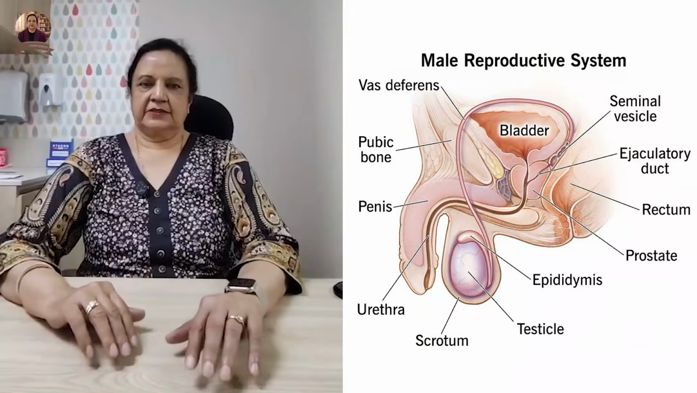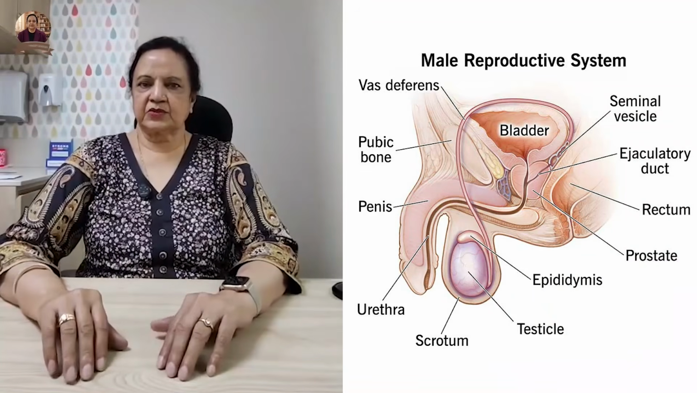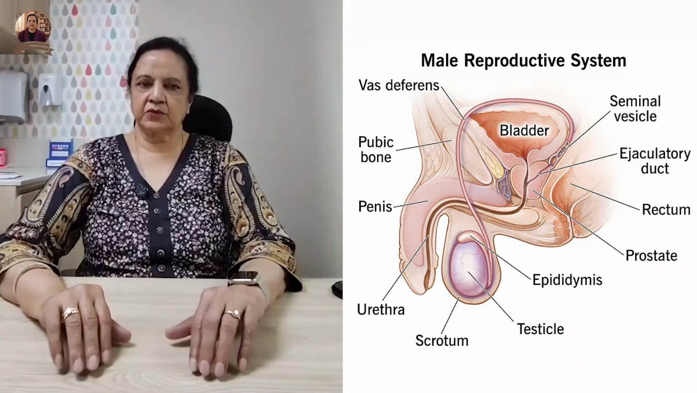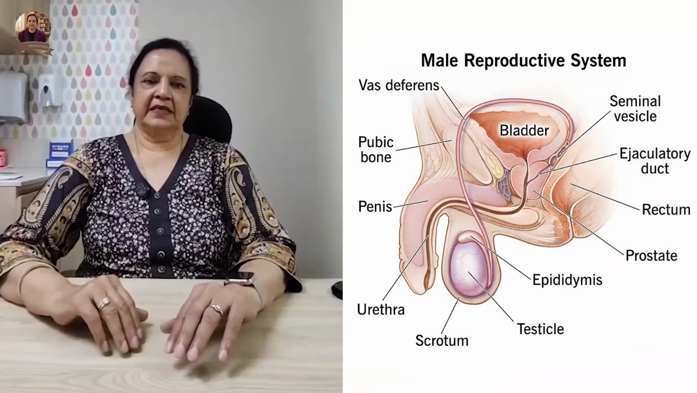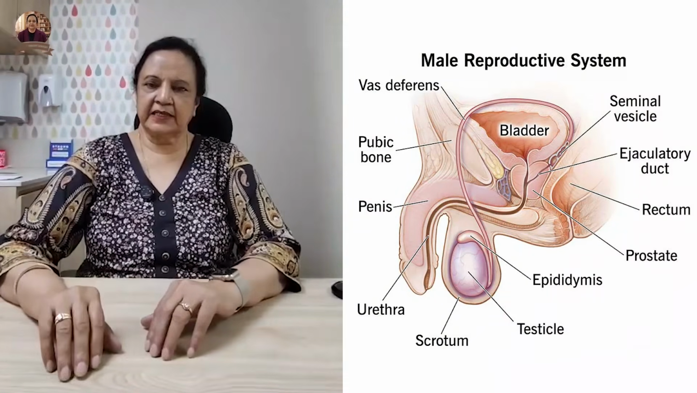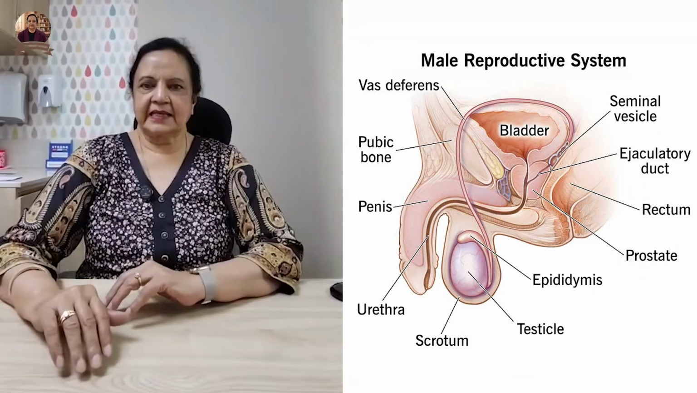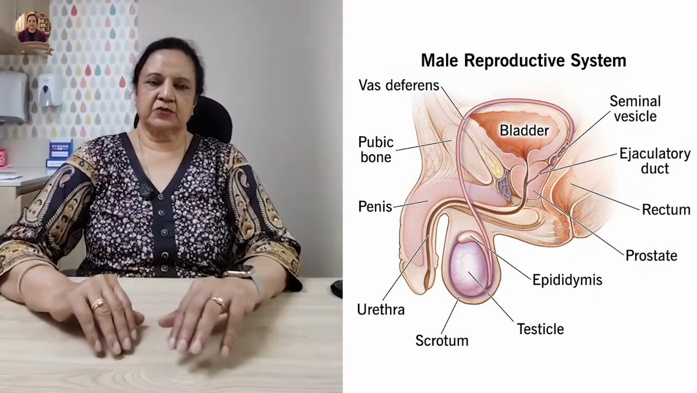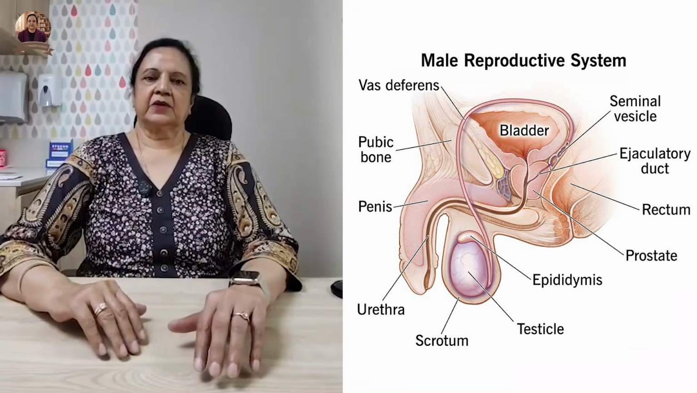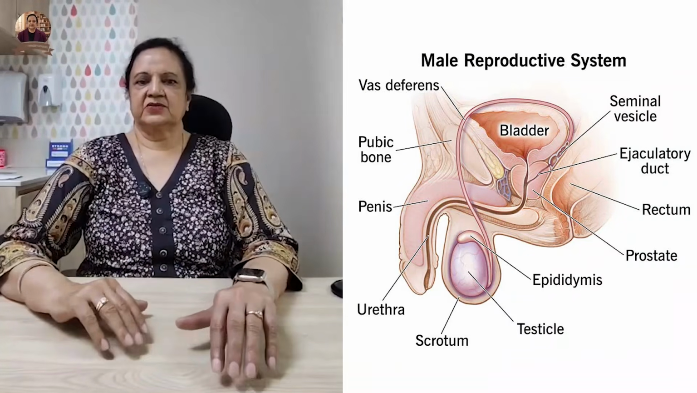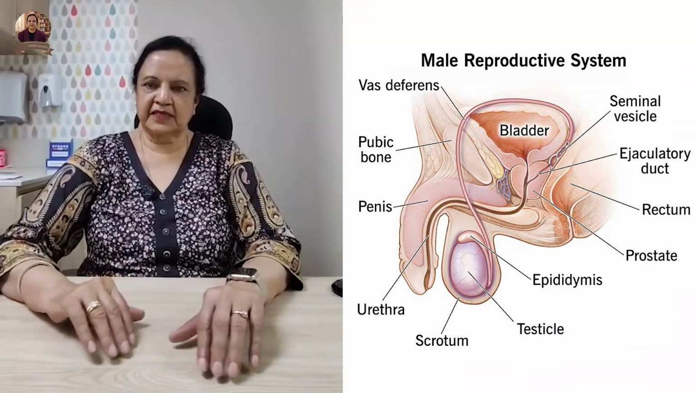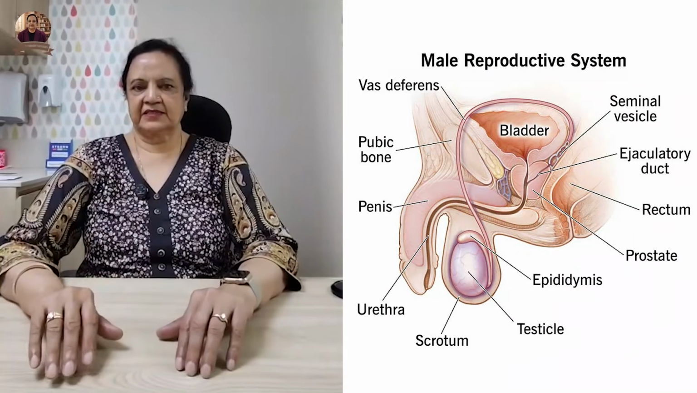Its functions are storage. It acts as a temporary storage site for spermatozoa. It is a site for maturation, which means sperm gain motility and fertilizing capacity as they pass through the epididymis. It also acts as a transport system because it transports the sperm from the testis to the vas deferens.